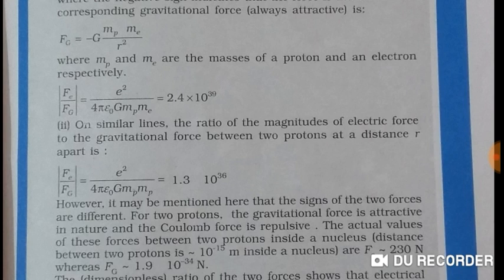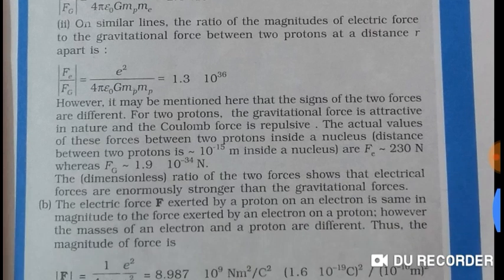Second, on similar lines, the ratio of the magnitudes of electric force to the gravitational force between two protons at a distance r apart is, in modulus, Fe/Fg = e²/(4πε0 G mp mp) = 1.3 × 10^36. However, it may be mentioned here that the signs of the two forces are different. For two protons, the gravitational force is attractive in nature and the Coulomb force is repulsive.